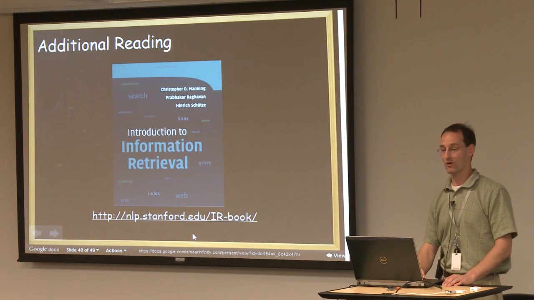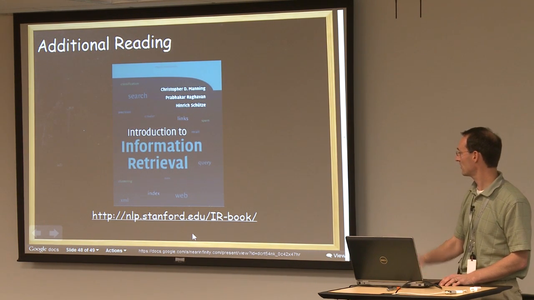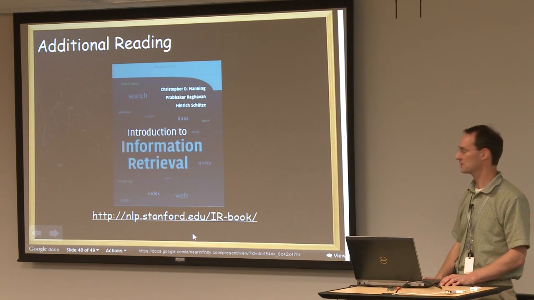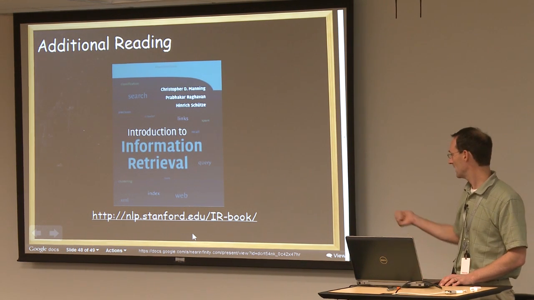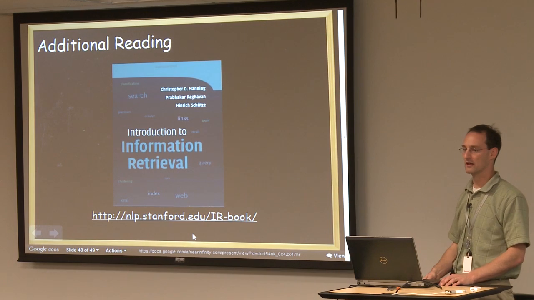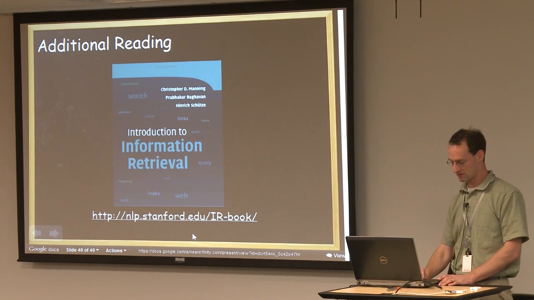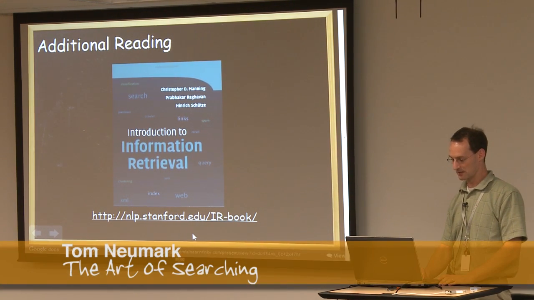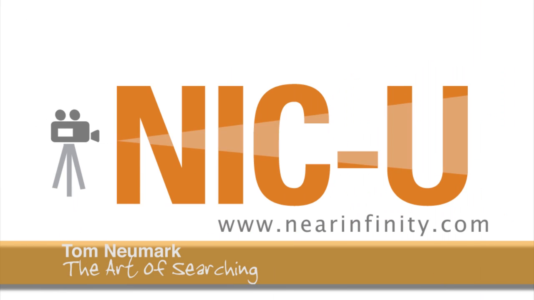If you want to read where all the mathematical stuff came from, there's a great book, Introduction to Information Retrieval. It's available at the Stanford website for free as a download in multiple formats, PDF, etc. So you can read more detail. That's it. Thanks.